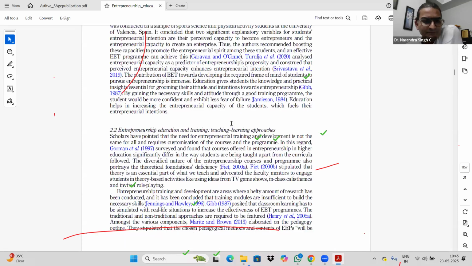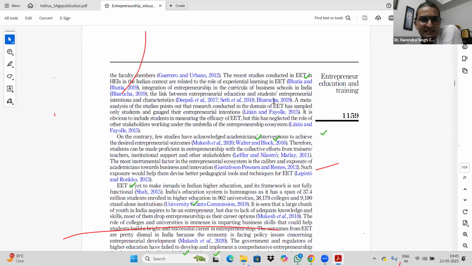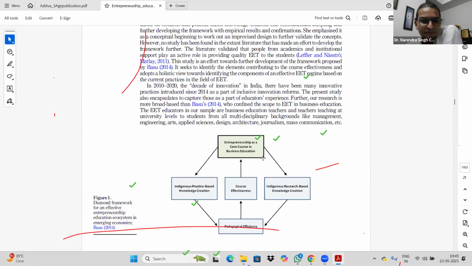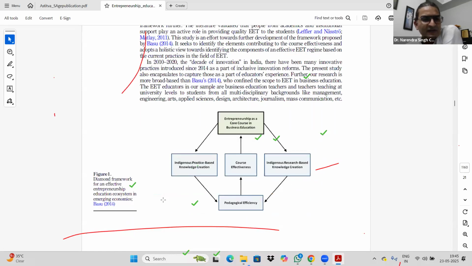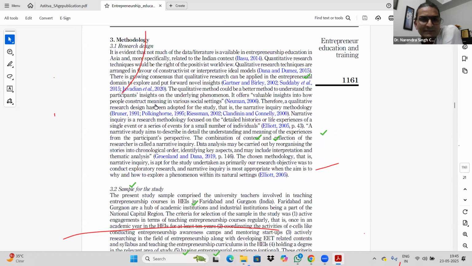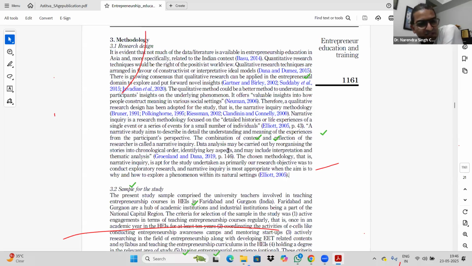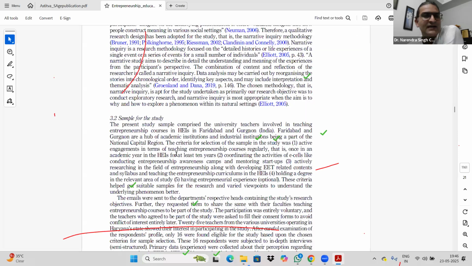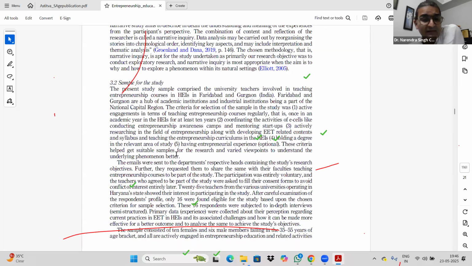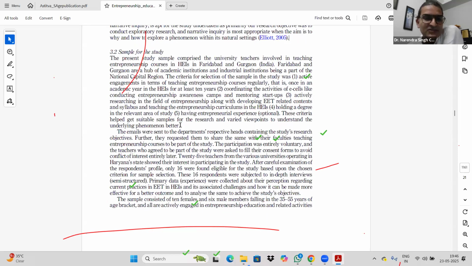And then let me just come to the interview. Now see, this is what we are doing. Figure 1, the diamond framework that has been utilized. Now sample, we have talked about the research methodology, as you could see. And we have discussed why we have gone for narrative inquiry. What is the reason for it, we have talked about. So content and reflection we have used, that is called narrative inquiry. What kind of sample was given, from where it has been taken, and what was the criteria for selecting this sample? Everything is mentioned here.